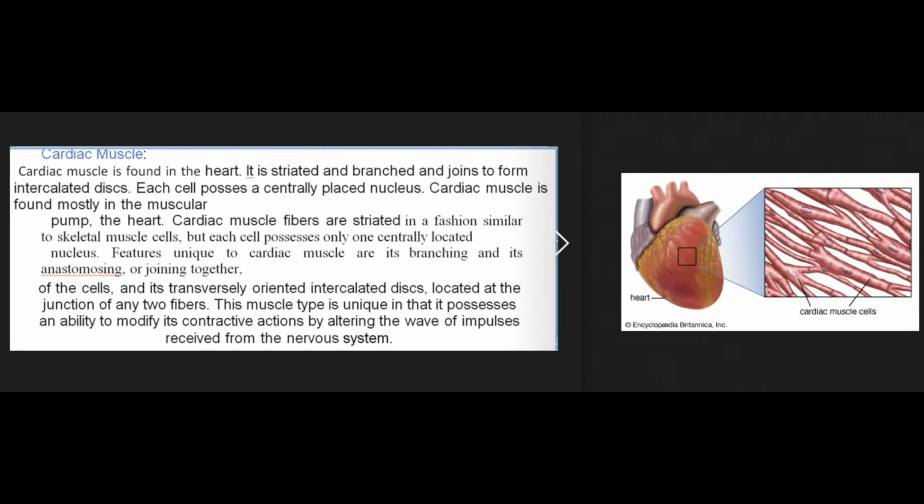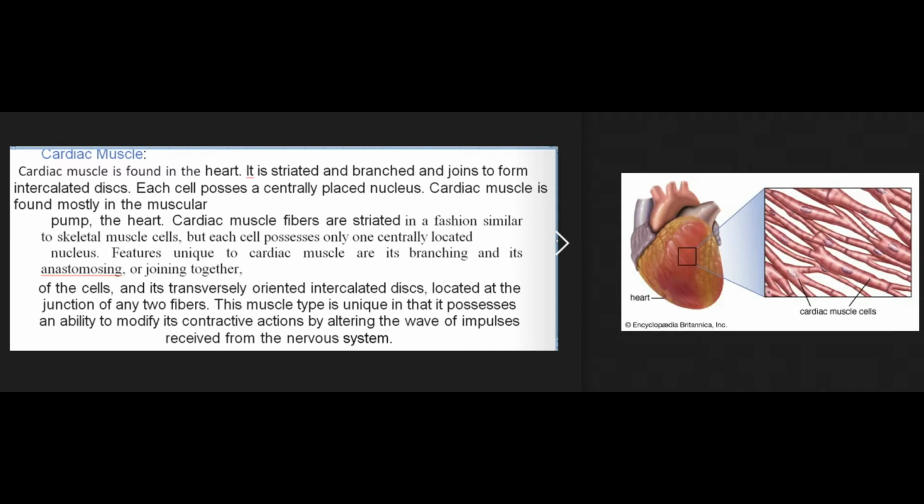Cardiac muscle is found in the heart. It is striated and branched and joins to form intercalated discs. Each cell possesses a centrally placed nucleus. Cardiac muscle is found mostly in the muscular pump, the heart. Cardiac muscle fibers are striated in a fashion similar to skeletal muscle cells, but each cell possesses only one centrally located nucleus. Features unique to cardiac muscle are its branching and its anastomosing, or joining together, of the cells, and its transversely oriented intercalated discs, located at the junction of any two fibers.